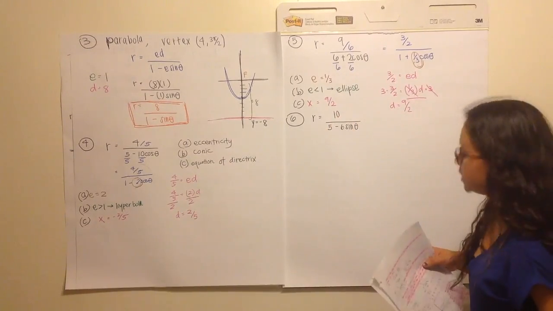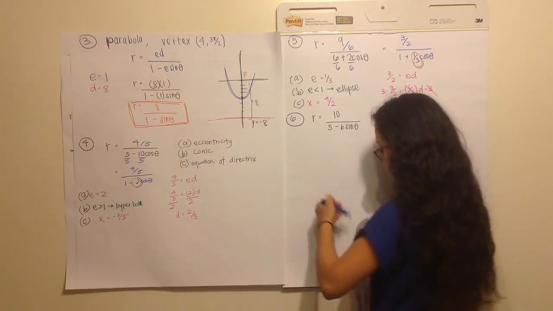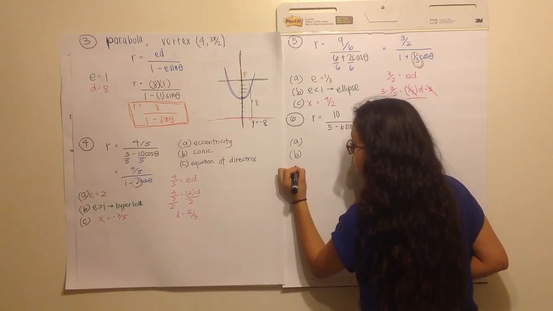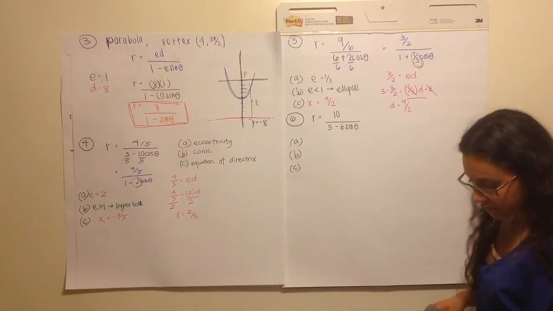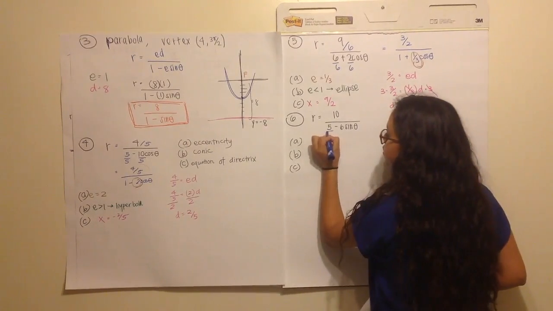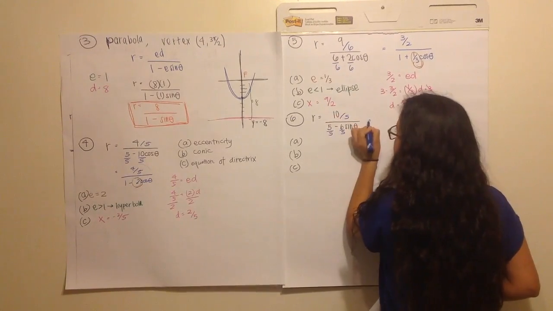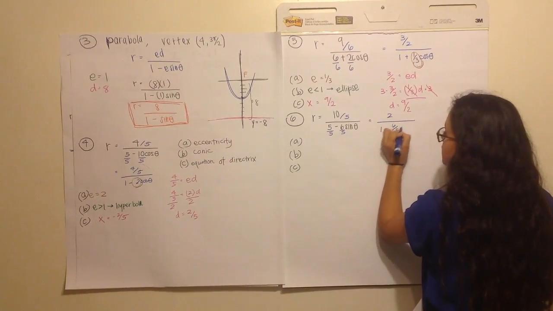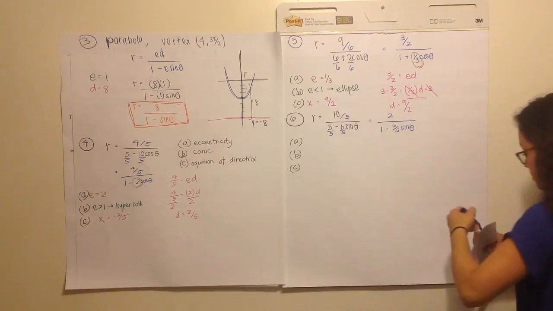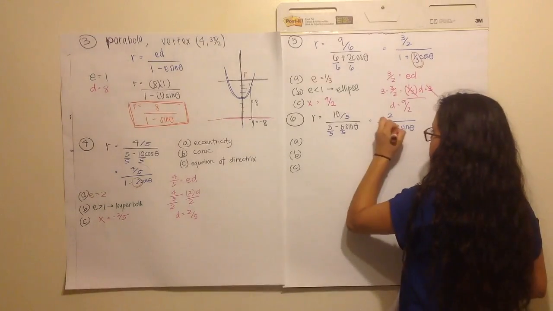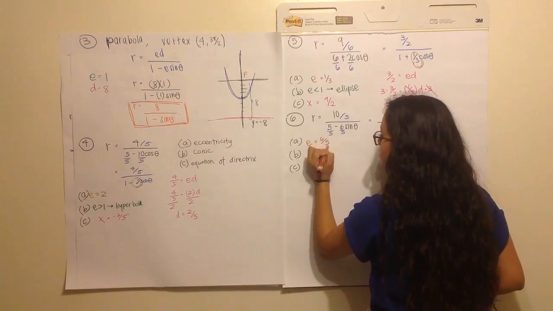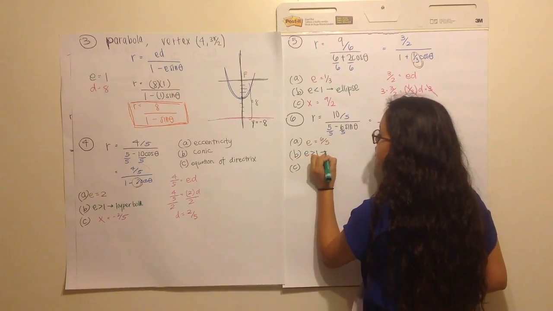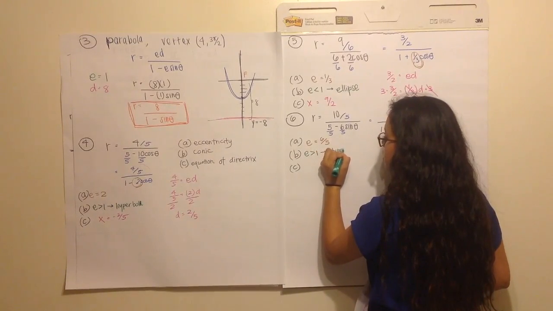Okay? So the same thing we have to do here. We need to figure out our eccentricity, what kind of conic it is, and our directrix. Equation of directrix. So we obviously want this to be 1, so we divide by 5, we divide by 5, and we divide by 5. And this equals 2 over 1 minus 6 over 5 sine theta. Okay? So we know what our E is. So E equals 6 over 5. And since 6 over 5 is greater than 1, therefore our E is greater than 1. So it's a hyperbola.